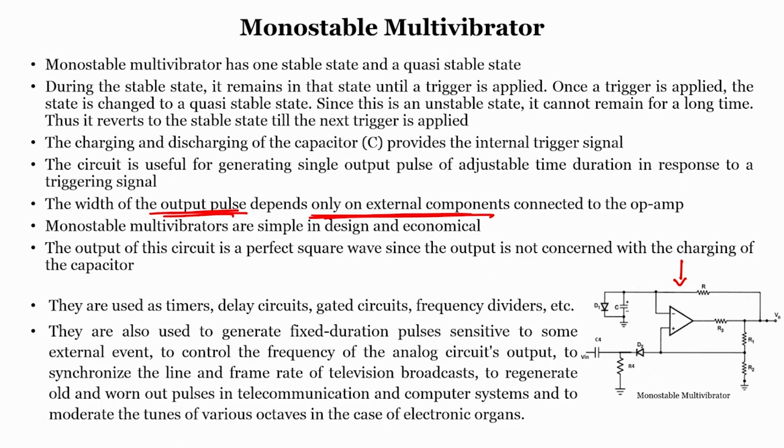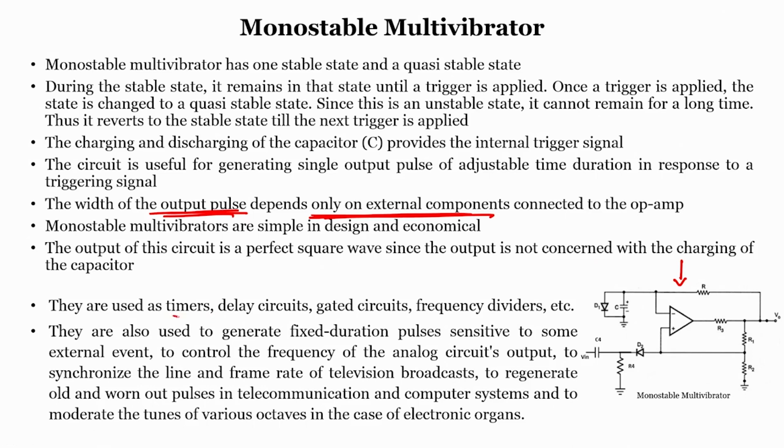The advantage of the monostable multivibrator is that it is simple in design and it is economical. The output of the circuit is a perfect square wave, since the output is not concerned with the charging of the capacitor, that is the advantage.